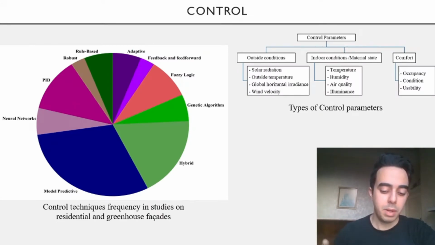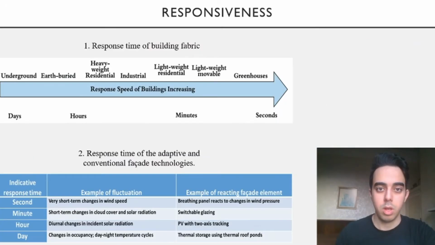27 studies have been reviewed to find the most used control strategy out of the 14, and this can be shown in the pie chart on the left. Also, control parameters, which are shown in the figure on the right, are also explained in the paper, and how they can affect the performance of the adaptive technology.